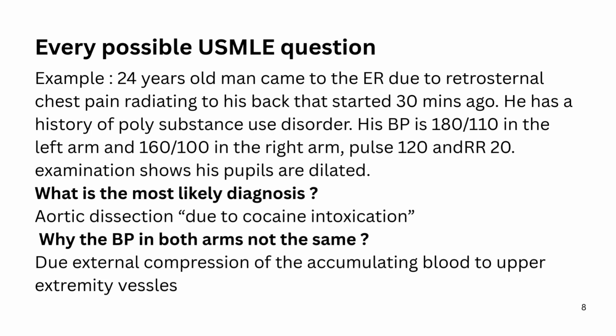First question. What is the most likely diagnosis? It's aortic dissection, probably due to cocaine intoxication. Second question. Why is the BP in both arms not the same? It is not the same due to external compression of the accumulating blood to upper extremity vessels.